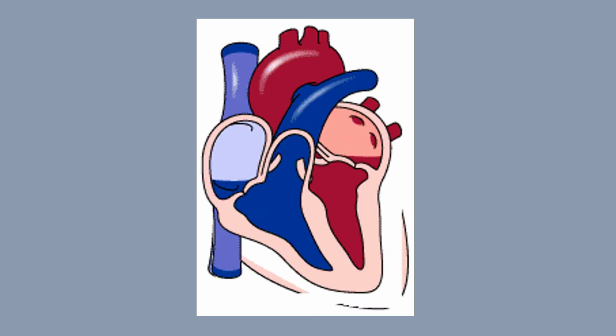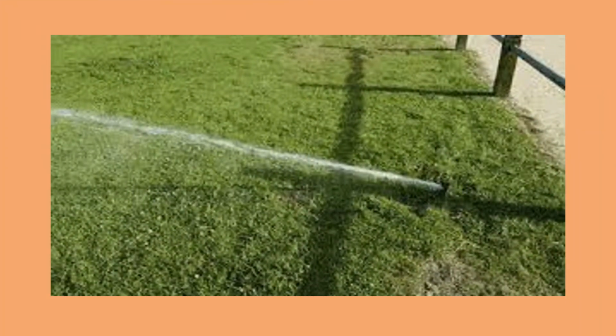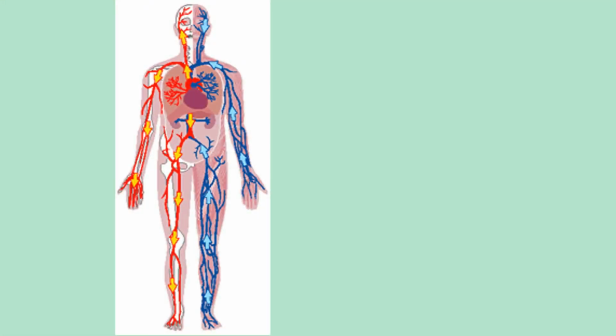It can be understood by a simple example. We observe in our home or in the agriculture field, we attach a tube to the pump set. Then the water flows with high speed through the tube. In the same way, the heart pumps blood into the aorta with high pressure. Blood flows with a pressure in blood vessels that is known as blood pressure.